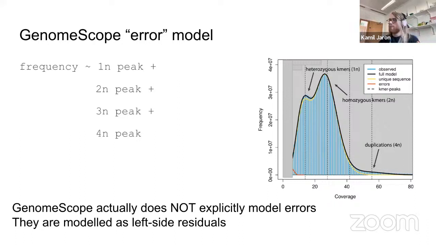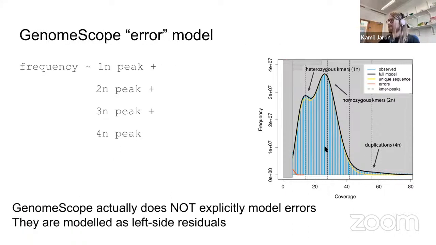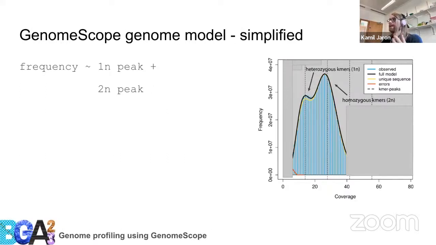And then what you see in the model as this red line are residuals. These are the left-sided residuals of the k-mer model. So GenomeScope does not really explicitly model k-mer errors, and we will do the same. We will just idealize a k-mer spectra and work with the two peaks. Everything we do on two peaks works quite similarly on four peaks, but it just adds one more layer of combinatorics, which is not really important to understand the concept.